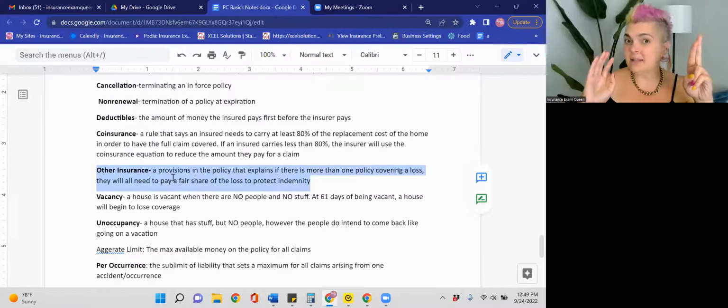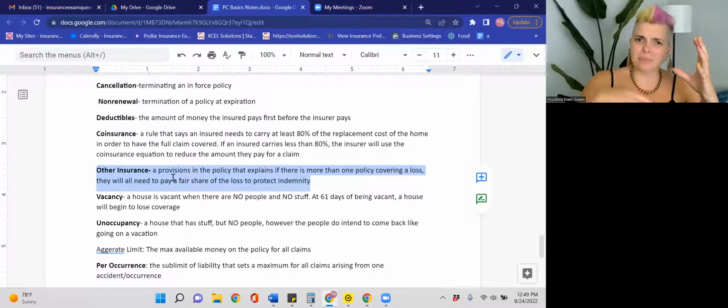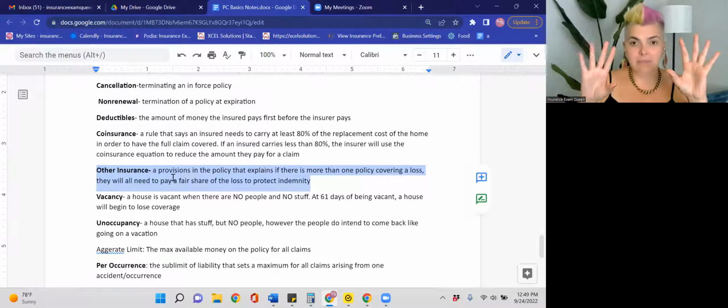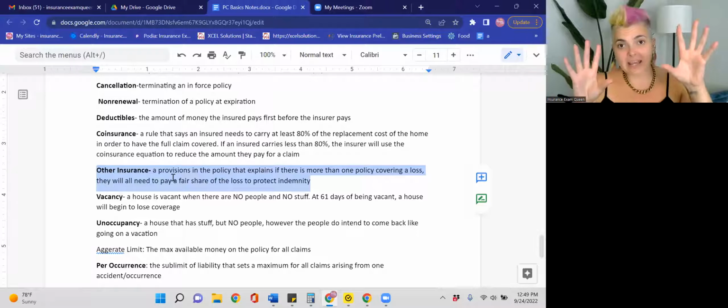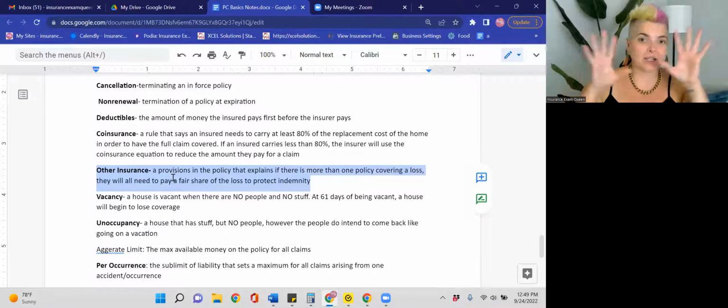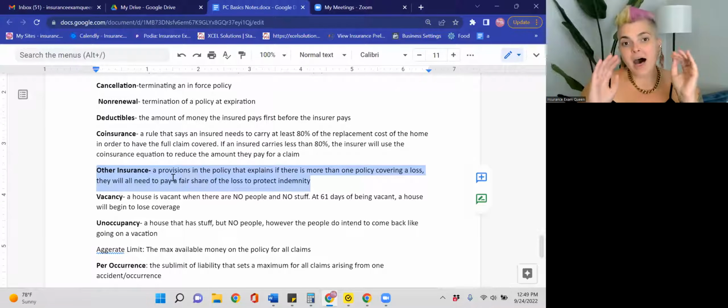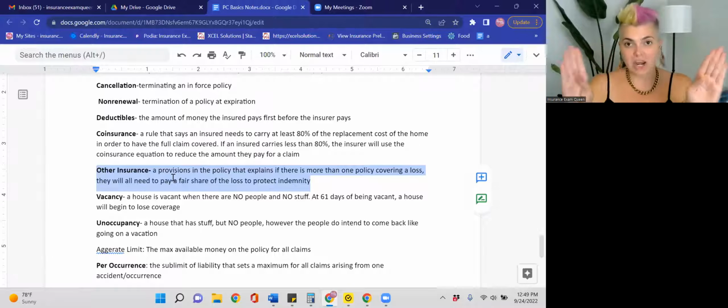Now, we learned about indemnity, though. Indemnity says I can't profit. I can't make money off of insurance. They're only supposed to restore me to where I was before. So if my house burns down and I have both Allstate and State Farm insuring the house, is Allstate going to rebuild me my house and State Farm rebuild me my house? And now I have two brand new houses? No, that's crazy. Okay. Other insurance is a rule that says if you have more than one policy, each of them will pay a fair share.